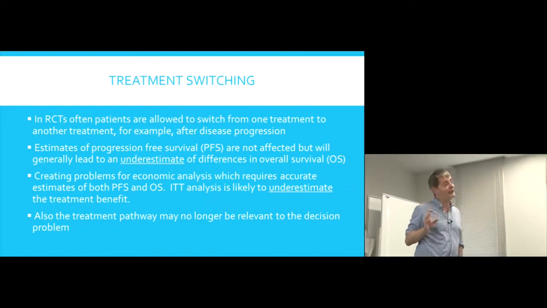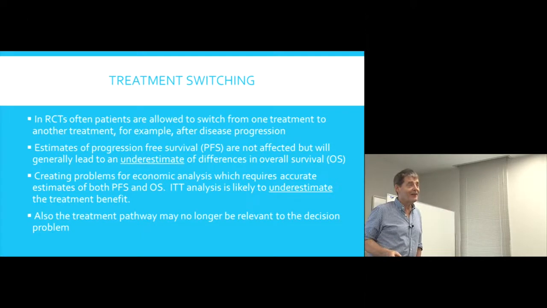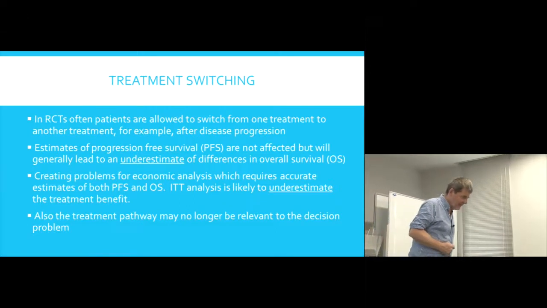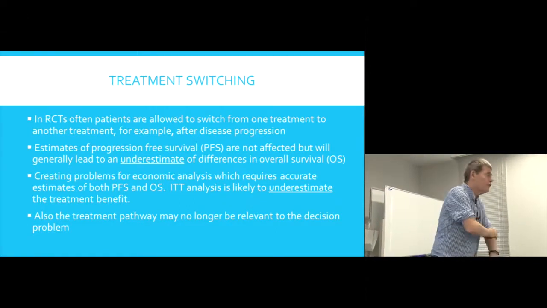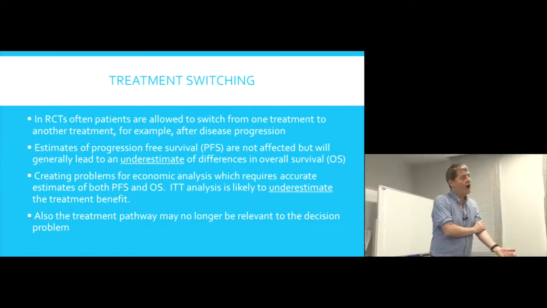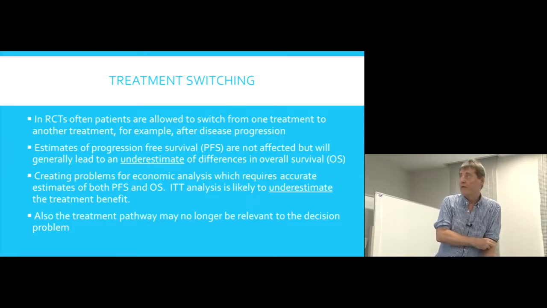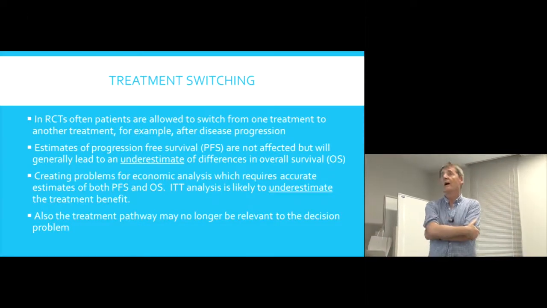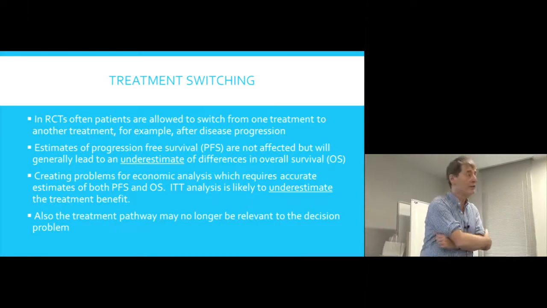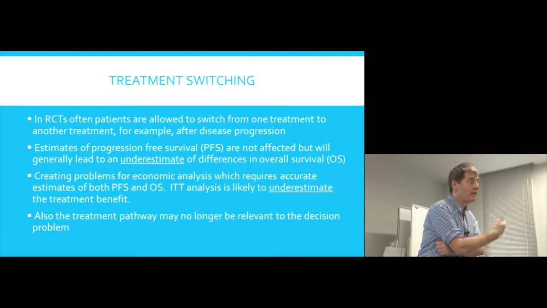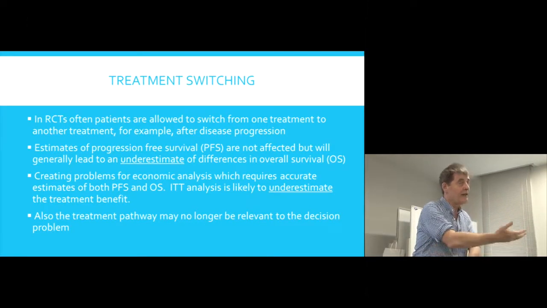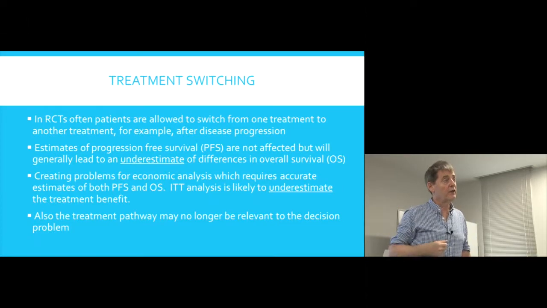Now, as if that's not enough of a problem, we then come to another problem, and it's called treatment switching. In randomized controlled trials, patients are frequently allowed to switch treatment. For example, when their disease progresses, they'll stop getting the treatment they were getting and they may well be offered the alternative treatment.